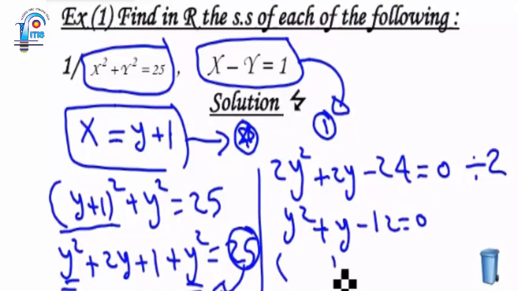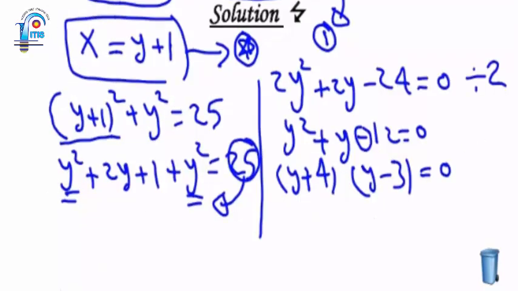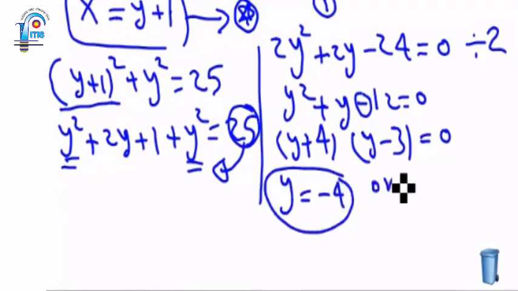We will factorize into two brackets. Y, the last term is negative, so the two signs are different, positive and negative. The bigger takes the sign of the middle. It will be 4 with 3. Y may be equal to negative 4 or y equal to 3.